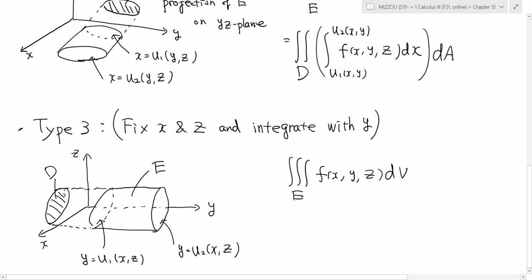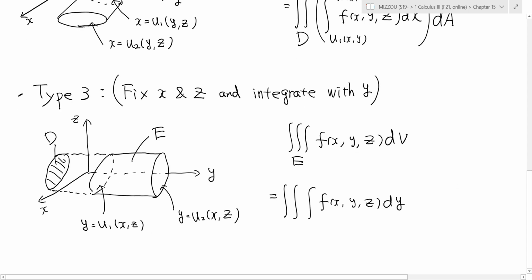And for this case, the triple integral of dV is written as you first integrate with y, and then y is from here to here. Limits for y are u1 to u2, and u1, u2 are in terms of x and z.